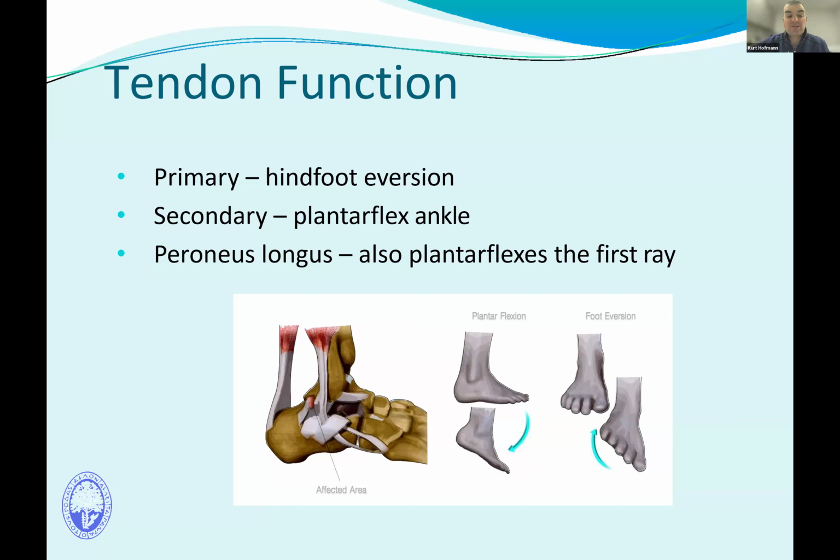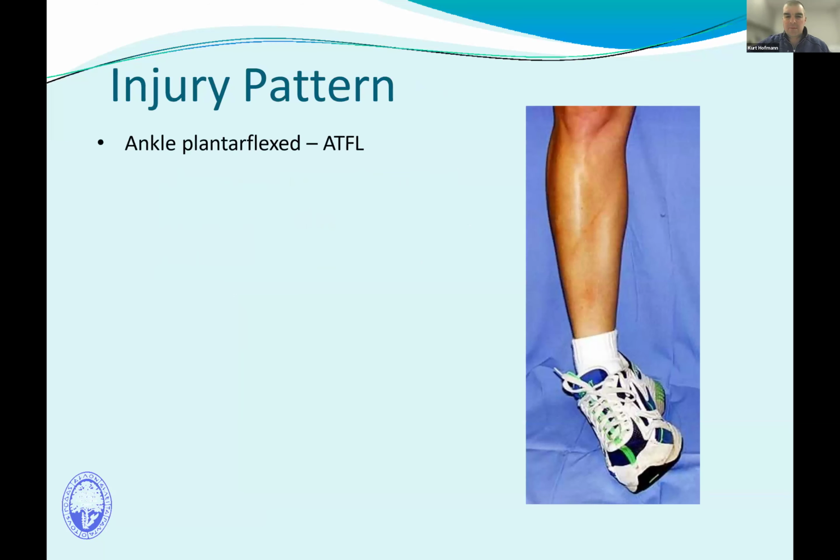Their functions in the foot are much different based on where the tendon insertion is, because the peroneus brevis tendon inserts onto the fifth metatarsal laterally. That has more of an eversion moment. And the peroneus longus, as I said, inserts onto the first metatarsal medially and has more of a plantar flexion moment. Again, this comes into play when we talk about the injuries that we're going to see here in a little bit. So let's talk about the ligament injuries first.